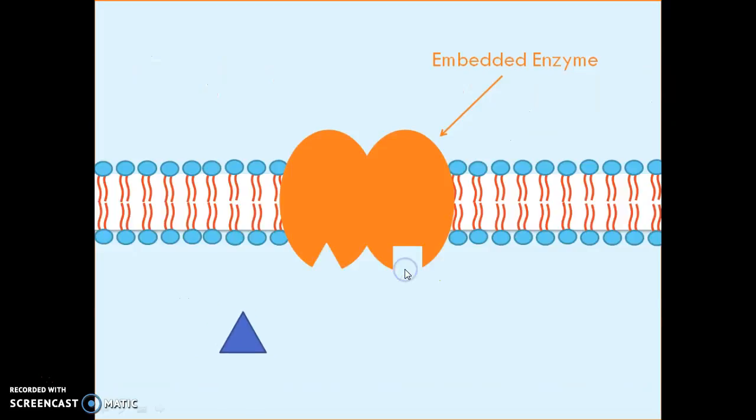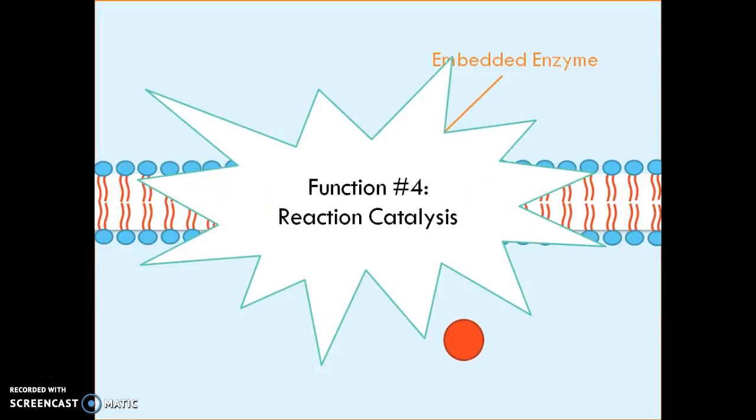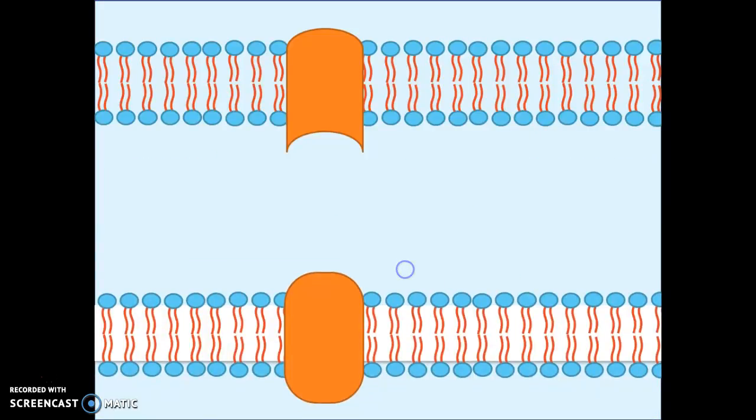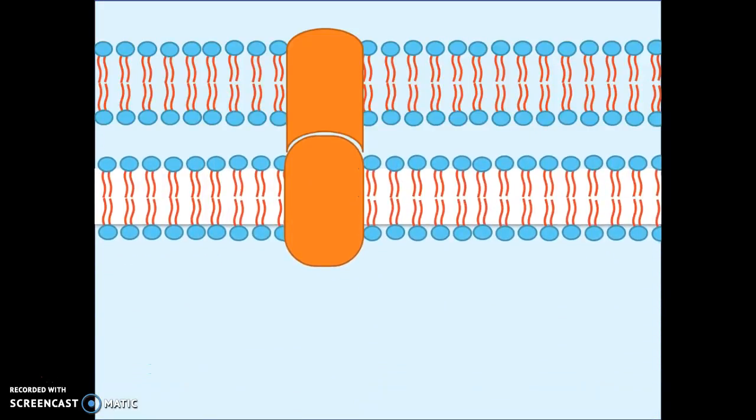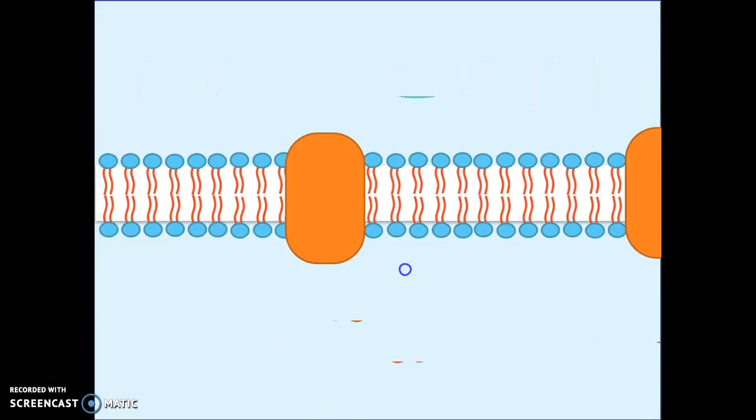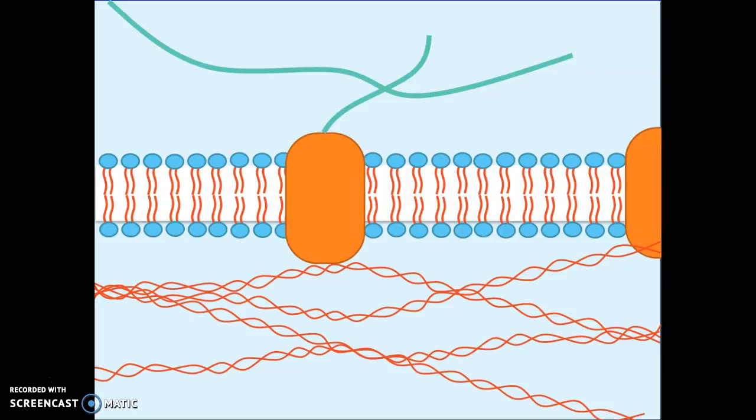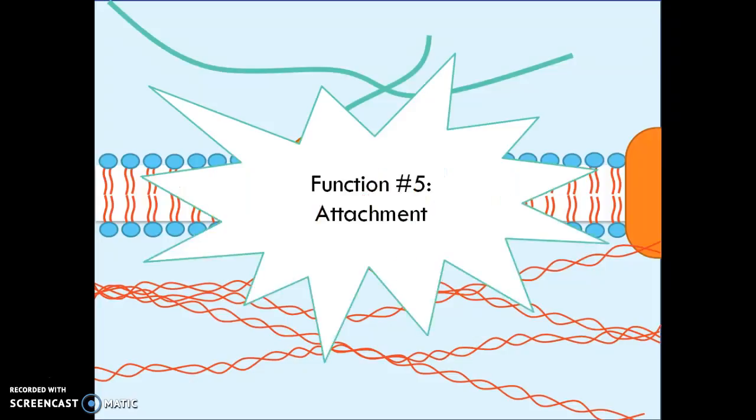Our next function, we have a ton of different membrane-embedded enzymes that help to catalyze reactions, taking substrates and forming products. And so reaction catalysis is really important. This occurs a lot in the inner membrane of our mitochondria or chloroplasts. We can also have attachment. So between two different cells, we can have proteins that help to fix the cells together. Or we can have proteins being anchor points for the extracellular matrix or the cytoskeleton within our cell. So attachment is also really important.